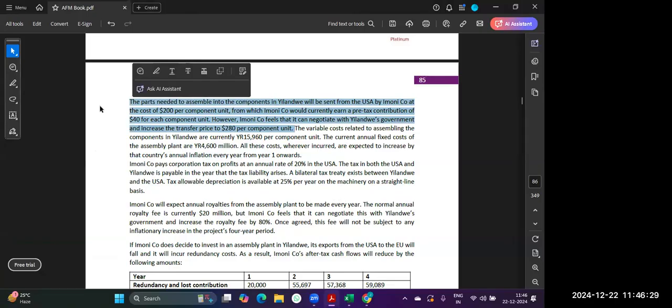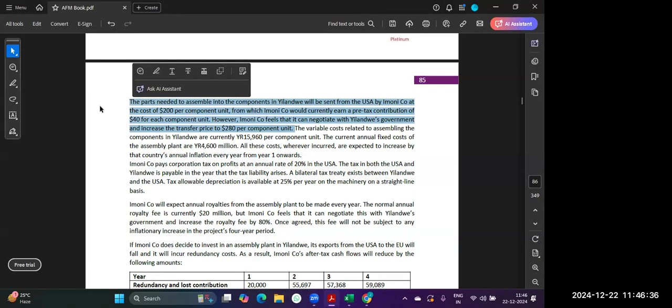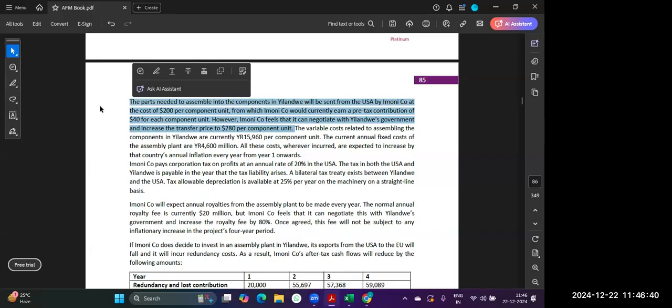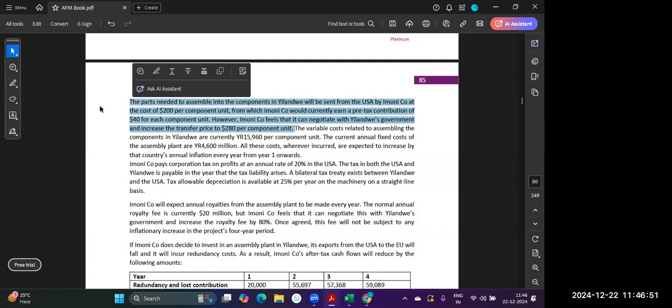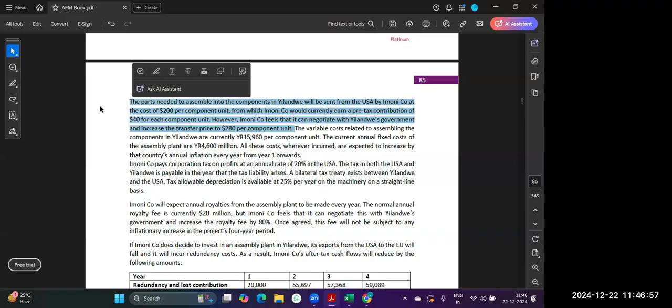240. Why 240? Because the cost in US is 200. For that Imoni company, they are selling at 40 extra for each component, so their contribution is 40. Do you know what contribution means? Sales minus variable cost. That is nothing but your gross margin. They are making $40.